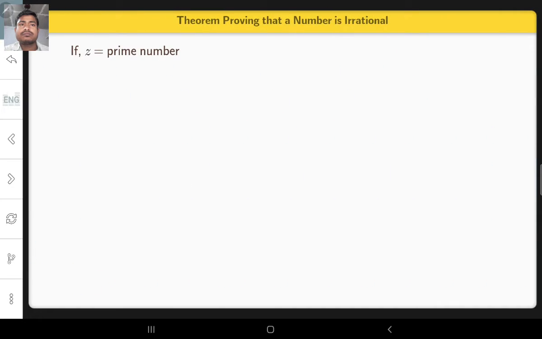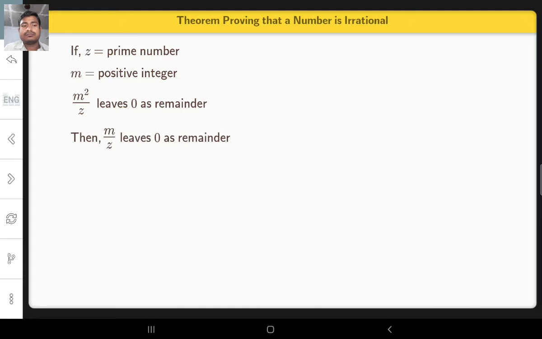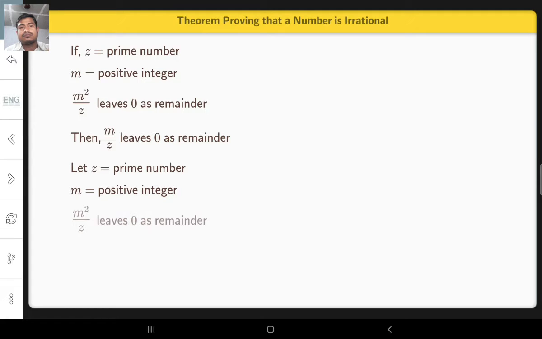If z is a prime number and m a positive integer and z divides m to the power 2, then z divides m. Let z be a prime number and m be a positive integer. Here, z divides m squared. Every positive integer can be expressed as the product of primes.